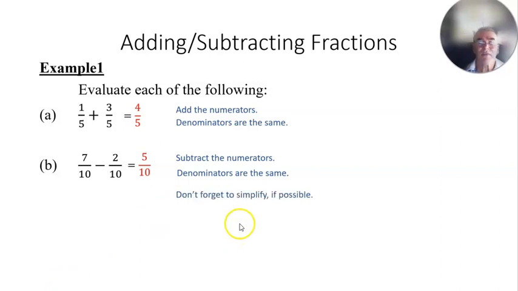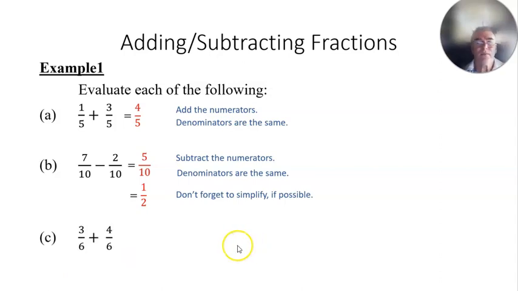So don't forget to simplify if possible. So 5/10 actually does simplify. The highest common factor of 5 and 10 is 5. So 5 divided by 5 is 1, and 10 divided by 5 is 2. So 5/10 actually simplifies to 1/2.